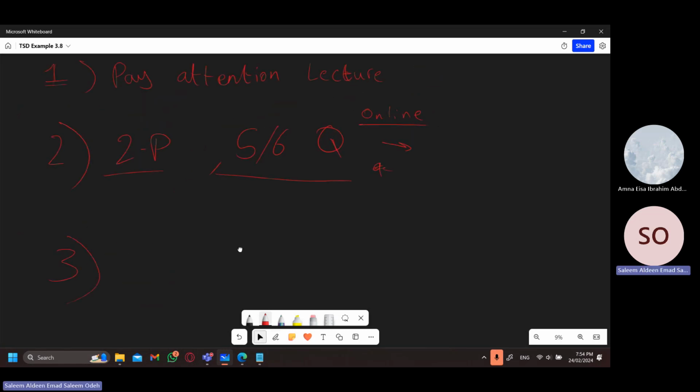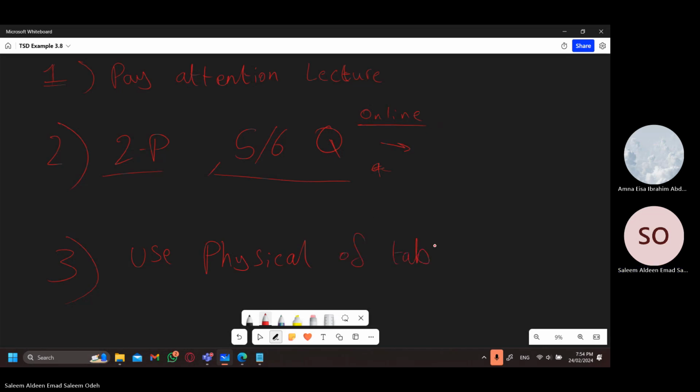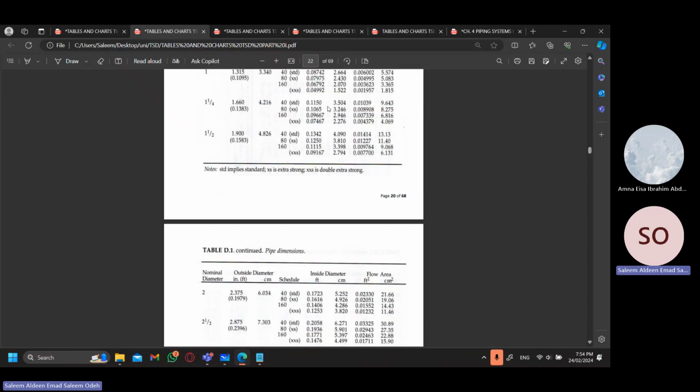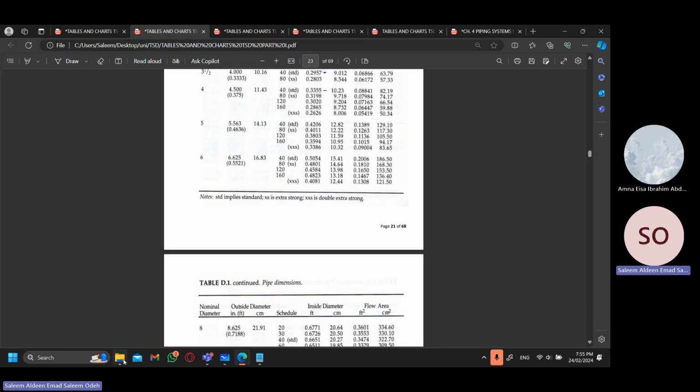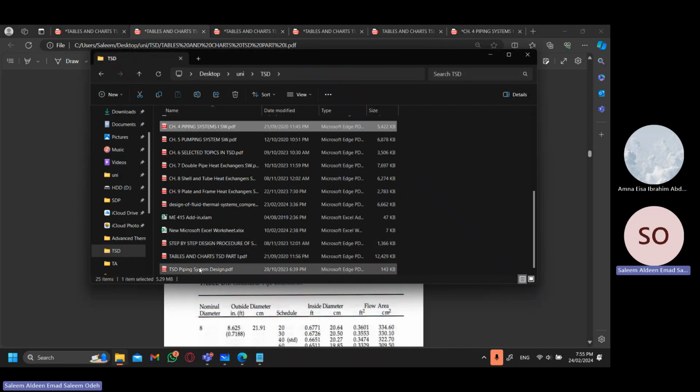The third, and this is honestly the most important tip that I could give you: use a physical copy of the tables. I don't care if you have iPads or laptops or you're using your phones. In the midterm and in the final, you will only be allowed physical copies of the tables. And the tables are 69 pages. And that is excluding the other stuff which I uploaded.